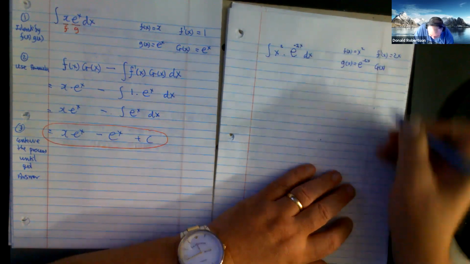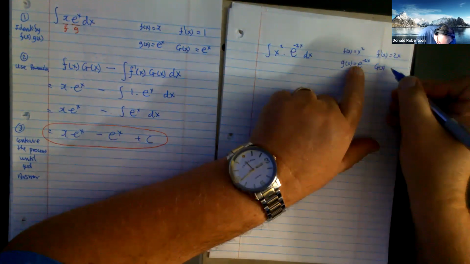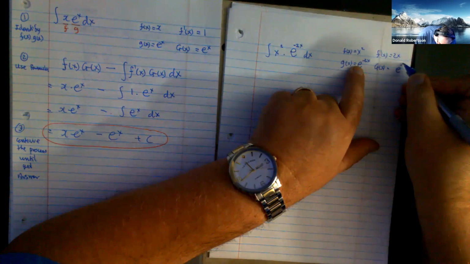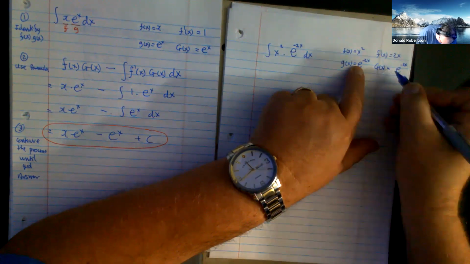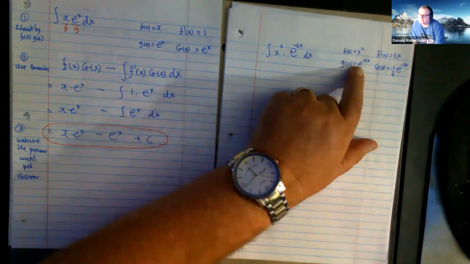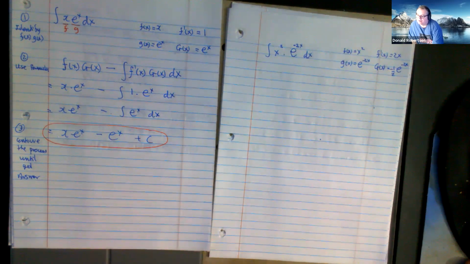Now, if you want to integrate e to the negative 2x, I agree you do get e to the negative 2x. Do you also get a negative 1/2? Are you happy about the negative 1/2 thing? I'm doing the linear shortcut method.